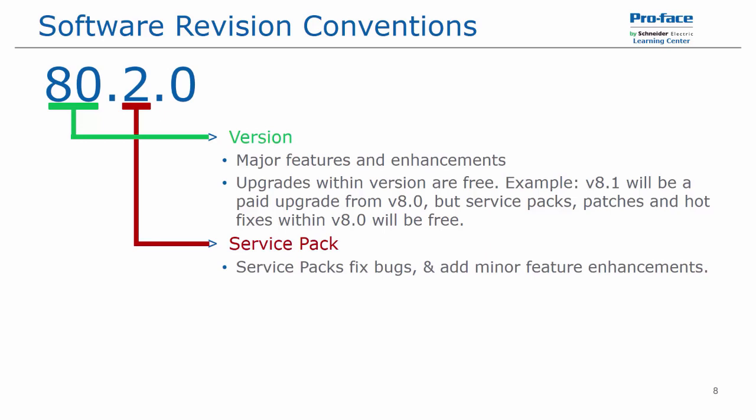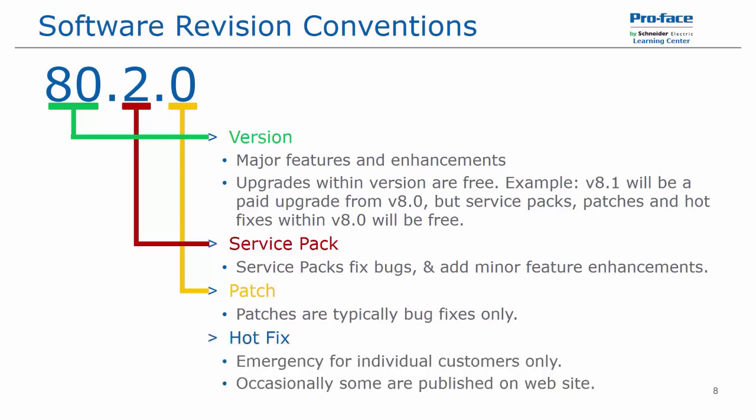The second grouping is for service packs. Service packs typically fix bugs and will add some minor feature enhancements to the software. In the final group are patches, and these are typically bug fixes only. Now there is one other grouping that is not listed here, and those are hot fixes. These are typically emergency improvements or emergency fixes for specific customers only. Sometimes they will be rolled in to a later release or posted up on the website to be downloaded and installed individually.